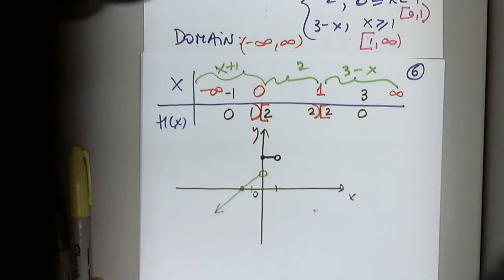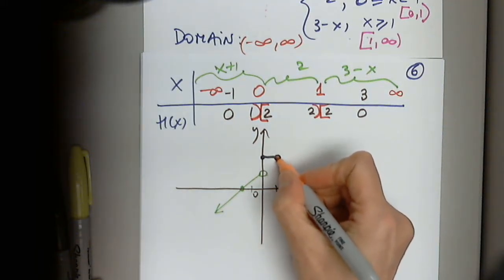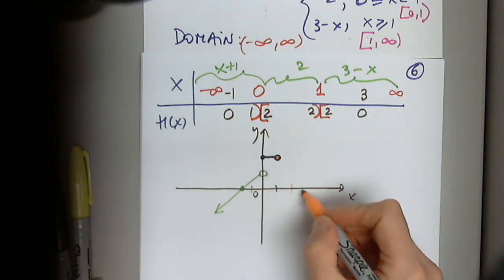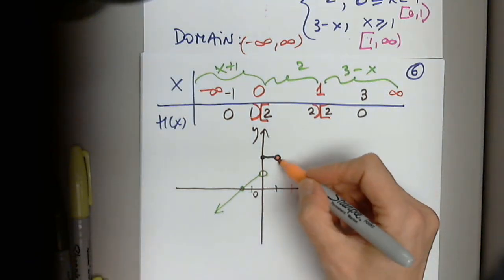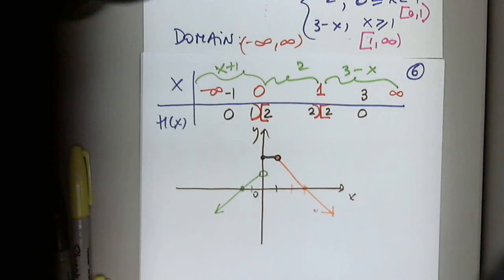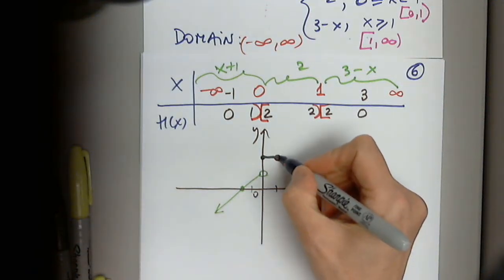This is the middle piece, which is 2. However, the next point is 1, 2, so I have to fill this in. And then 3, 0. So I have to go back and fill it in.